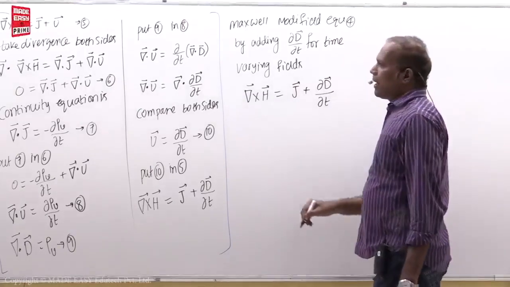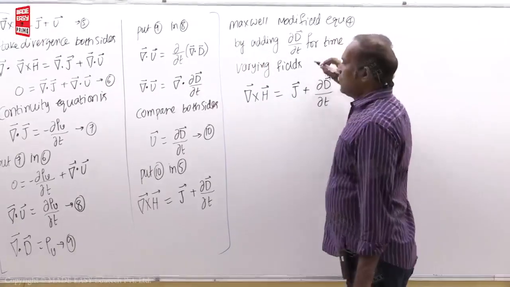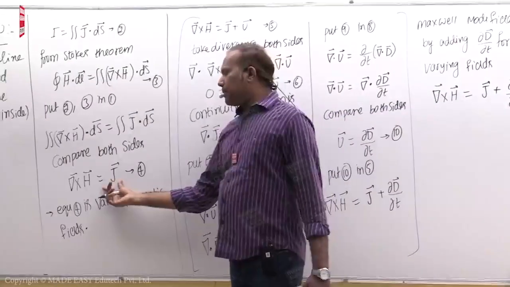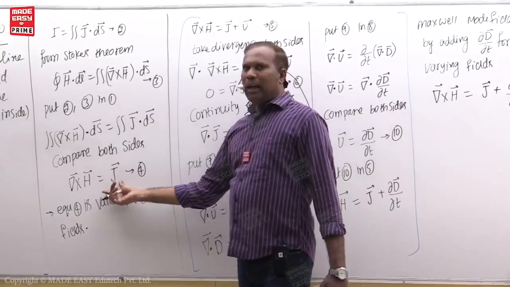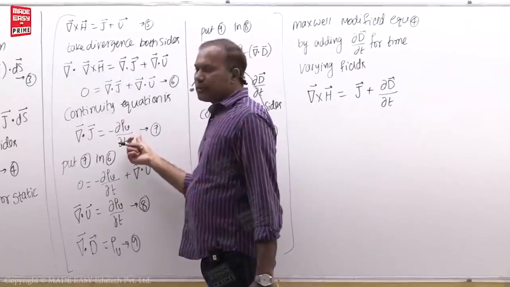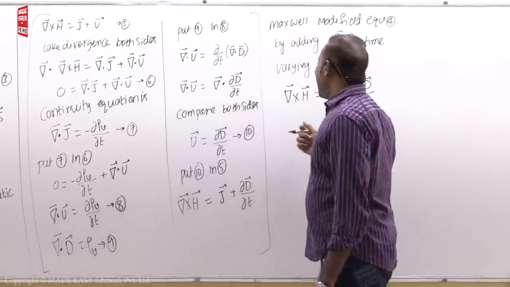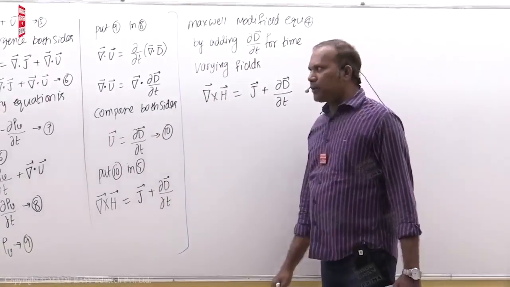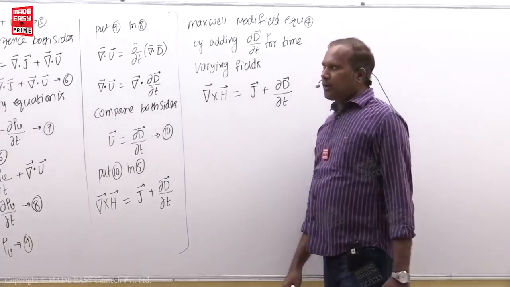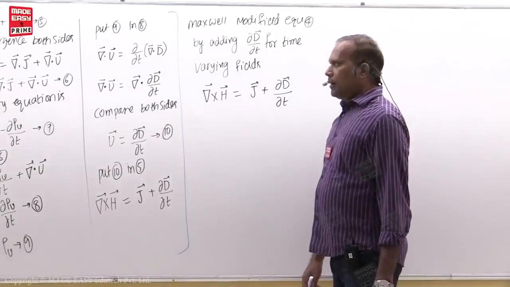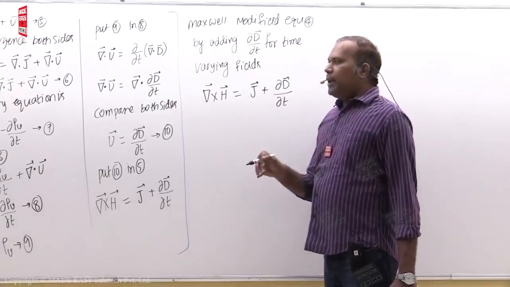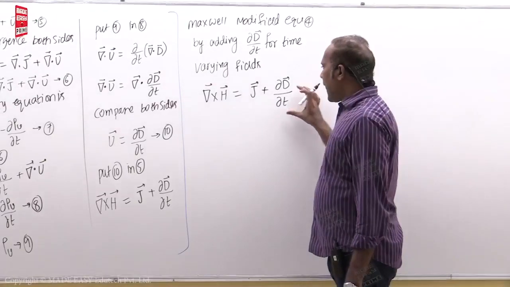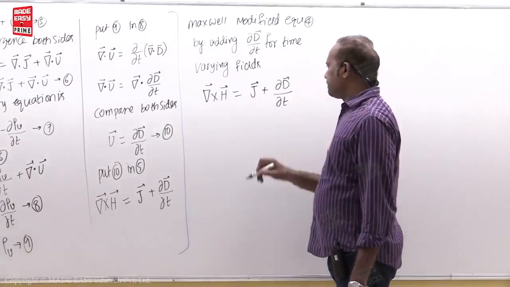So Maxwell modified Ampere circuit law, because this equation came from Ampere circuit law. While modifying, he used the continuity equation. Then he added the term called dou D bar by dou t. You remember these things. If you want, you can write: Maxwell modified Ampere circuit law, and while modifying he used a continuity equation, and then finally he added the term called dou D bar by dou t.